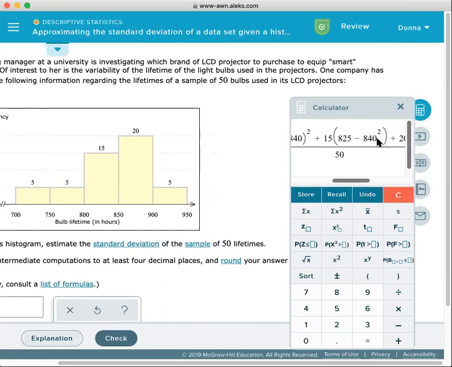Oh, this is an error, that 840, I messed up there. Slide that over just a smidgen. All right, so I'm going to use my arrow cursor key to cursor over to 840, and I put a parenthesis there. And then we're going to subtract 840 again, and then square, and then subtract 840 one more time.